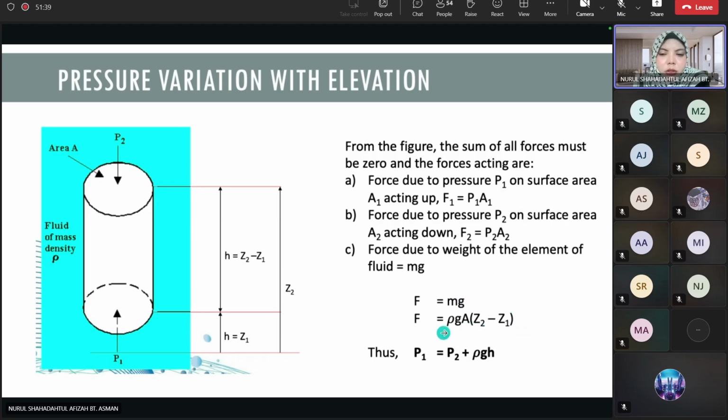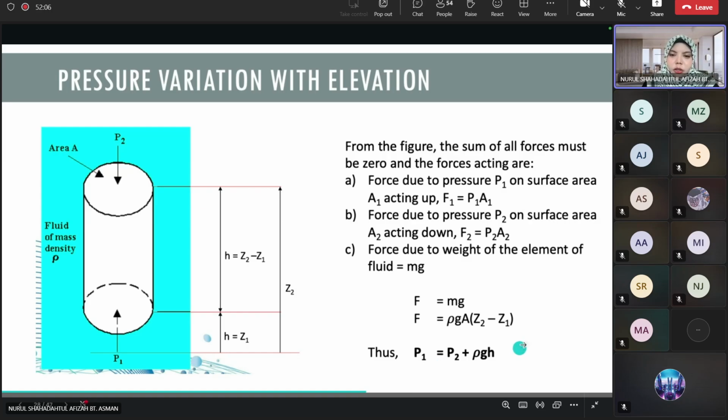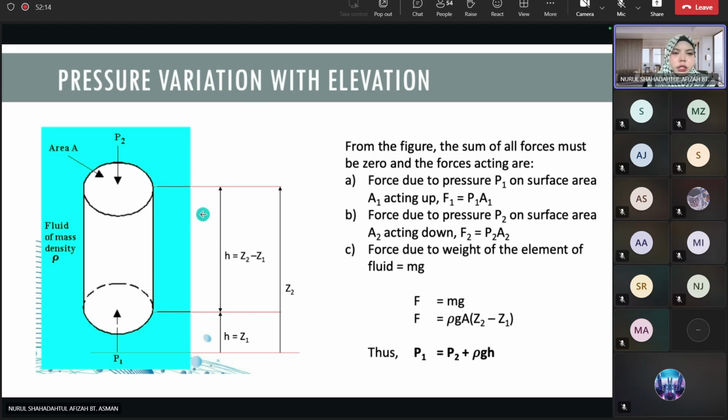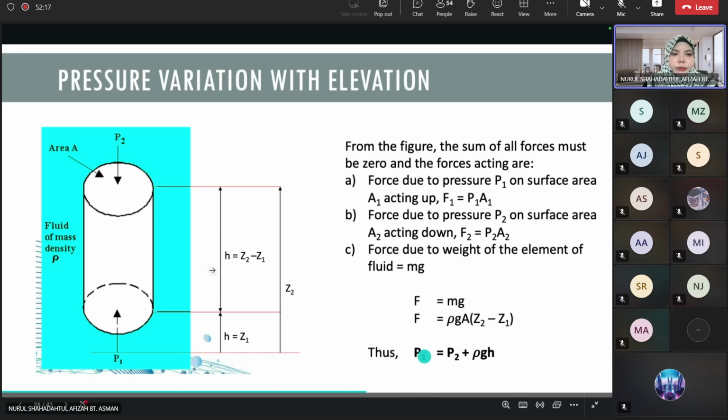Also can be converted to ρgAh, density times gravity times area, and then the height difference biasa. Inilah untuk mengira force due to weight of elements. So finally we can get P1 equals P2 plus ρgh. The pressure yang sini.